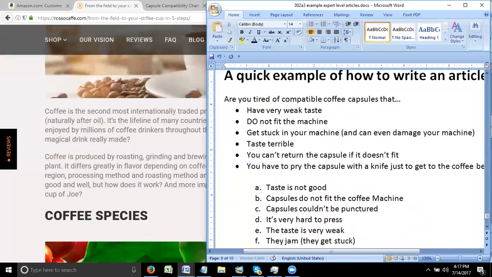So are you tired of compatible coffee capsules that have very weak taste? They do not fit your machine. They get stuck in your machine and can even damage your machine. They taste terrible, and worse, you can't even return them.